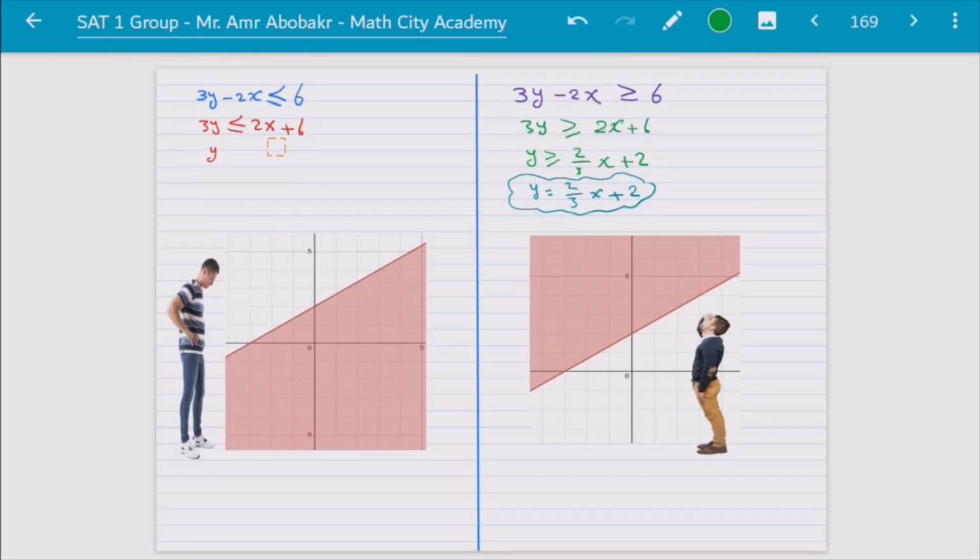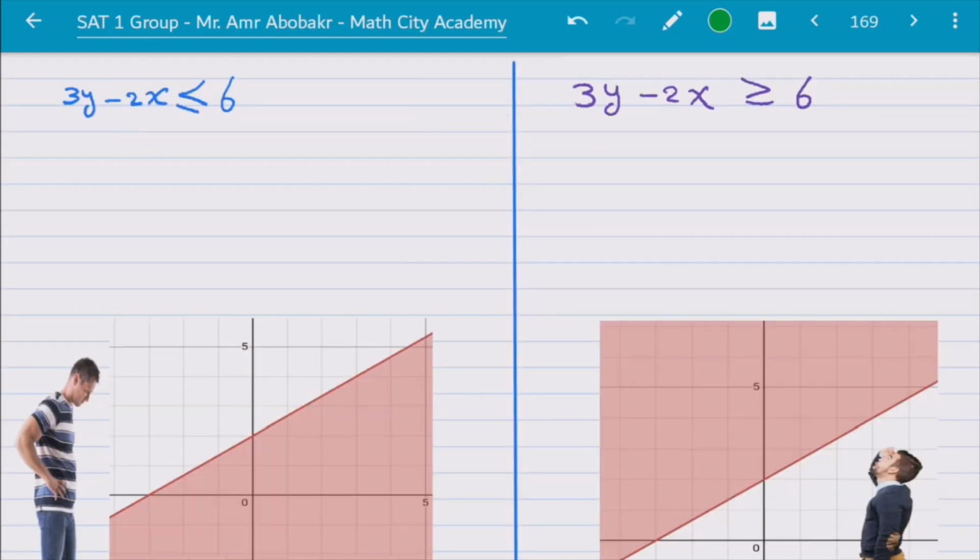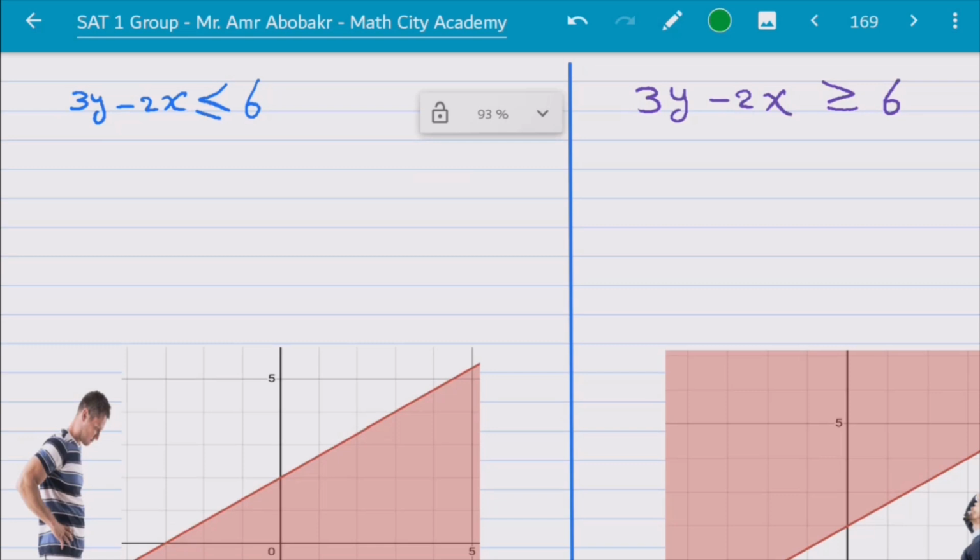Another example. Okay, I'll erase all the steps that I did before. So we have here an example like 3y minus 2x smaller than or equal to 6. Okay, so make it y greater or y smaller. So it will be 3y, bringing the 2x to the other side, smaller or equal to 2x plus 6.